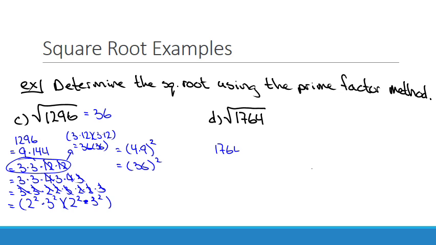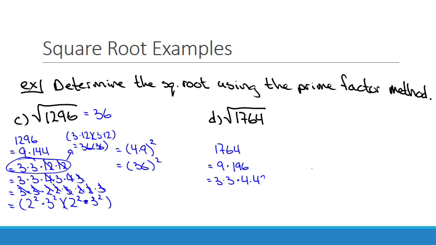Same process. Take your number, start chipping away. We got to find the prime factors. A lot of numbers that add up to multiples of 9 here. So that adds up to 18 again. So 9 is a great number to try. 9 times 196. 9 is 3 times 3. 196. The numbers I found were 4 and 49.